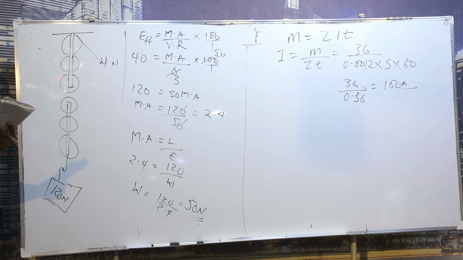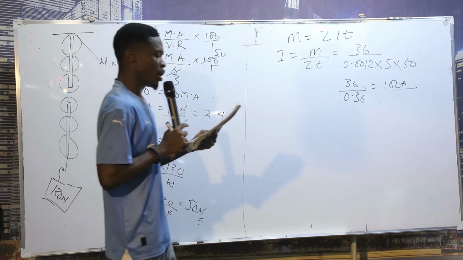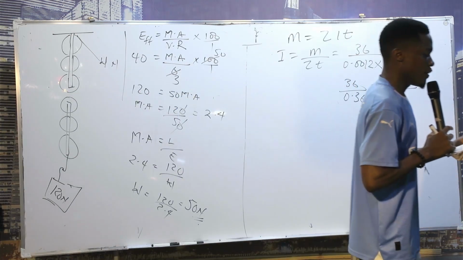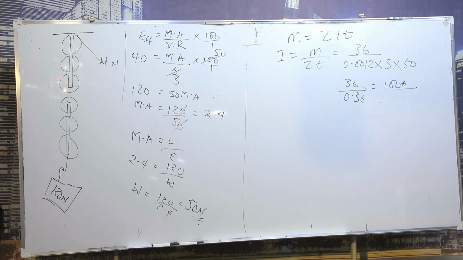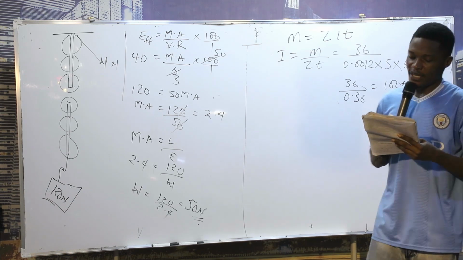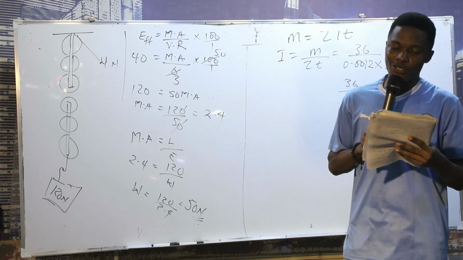Okay, next question. Shadows and eclipse result from what? A, refraction of light. B, reflection of light. C, diffraction of light. D, rectilinear propagation of light.